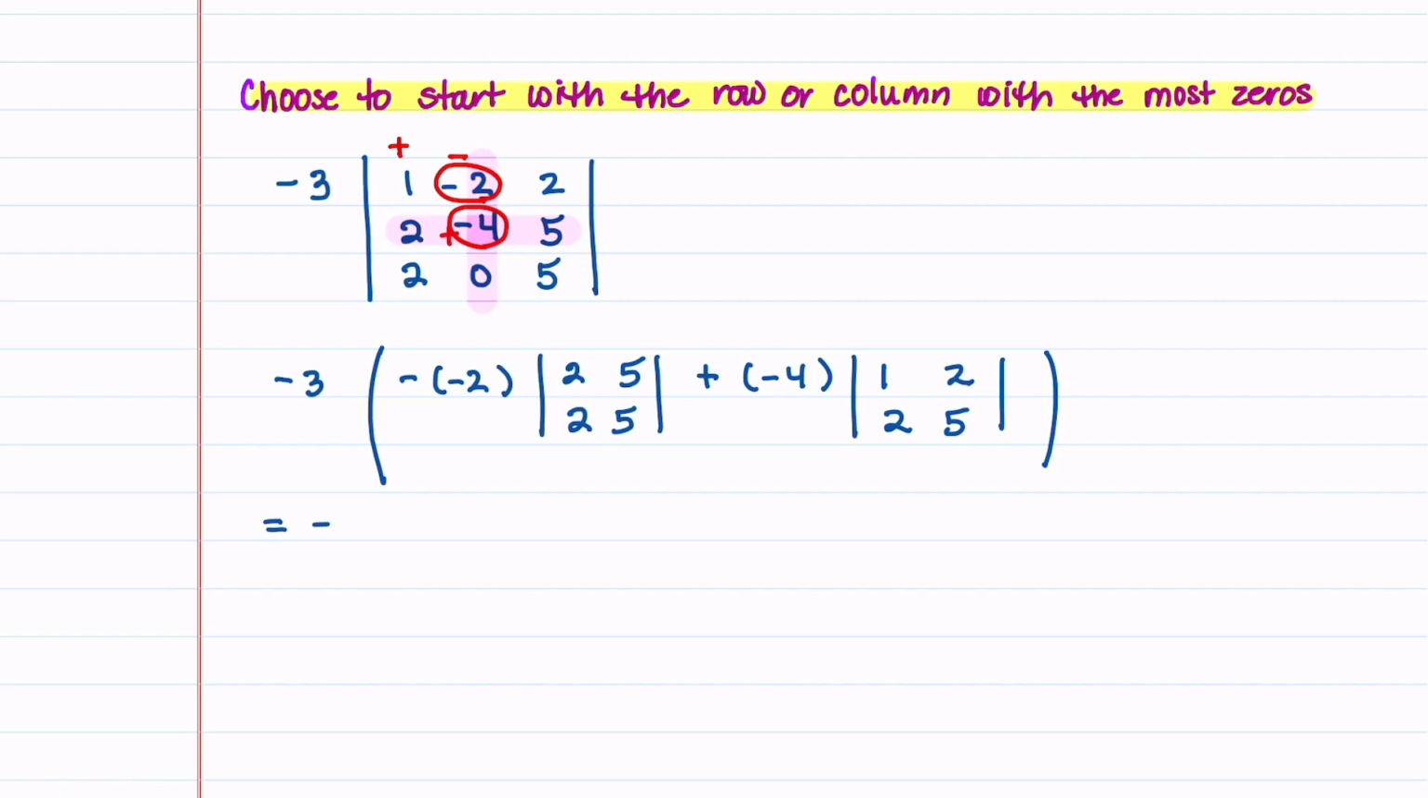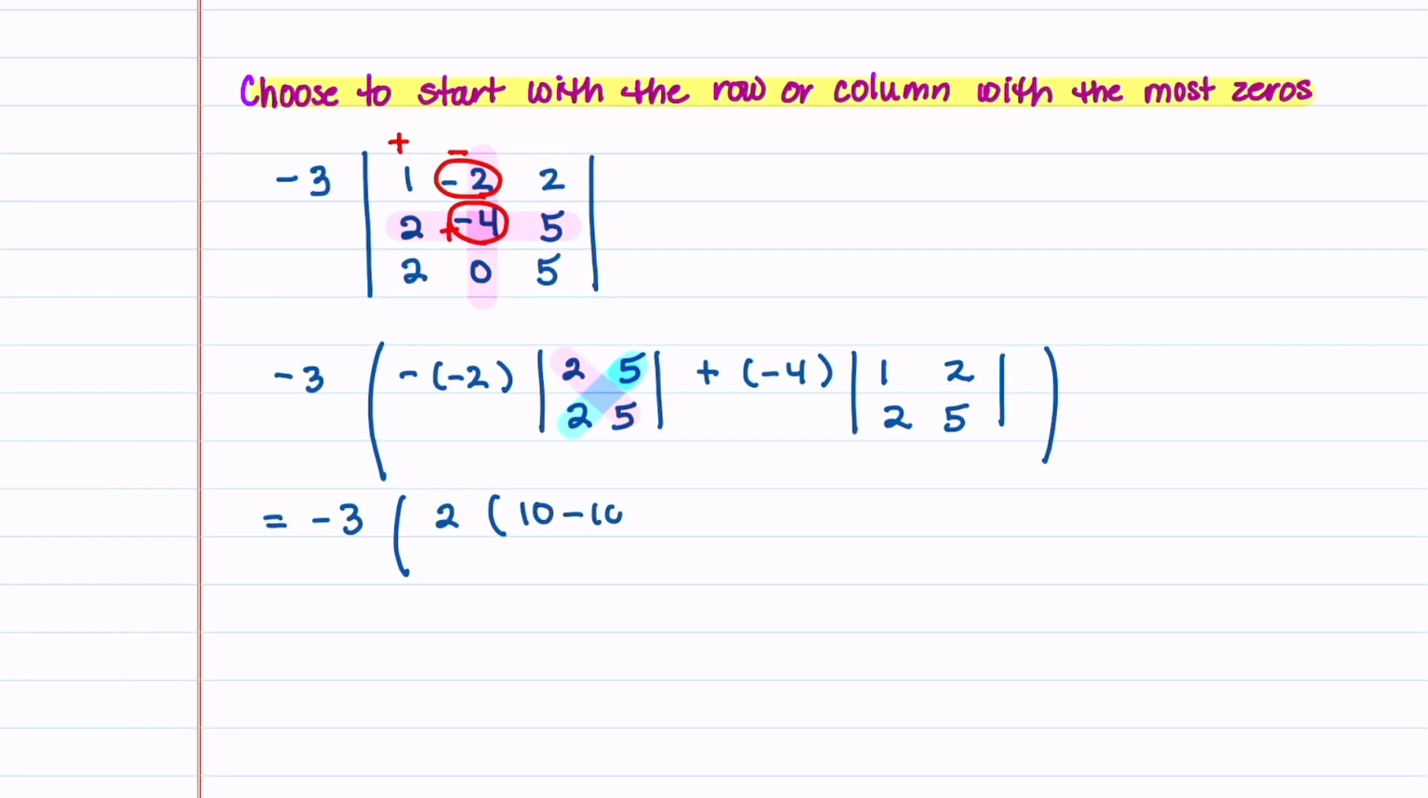So this is equal to -3. We have a 2. And then our determinant is going to be the main diagonal multiplied, we'll go ahead and highlight that, minus the off diagonal. So this is going to be a 10 minus 10. And then we have a -4. And then we're going to do the same thing. We're going to take 1 times 5, and we're going to subtract off 2 times 2. So this is a 5 minus 4.